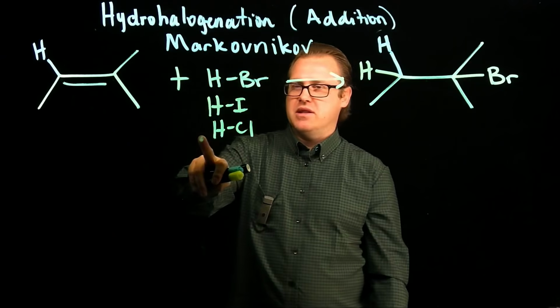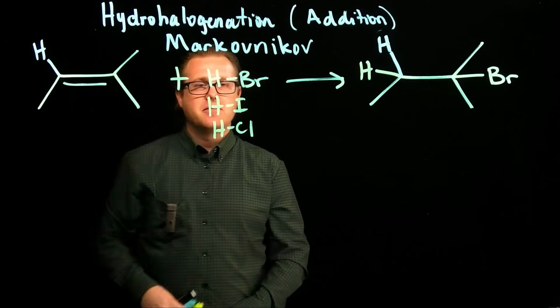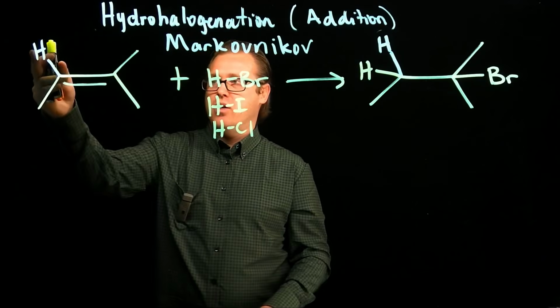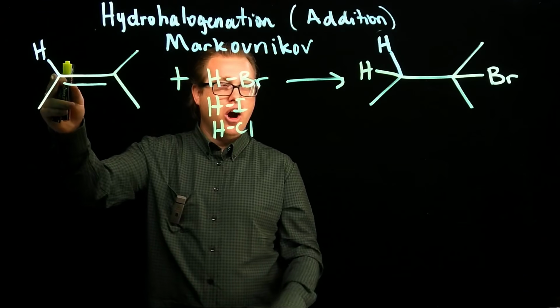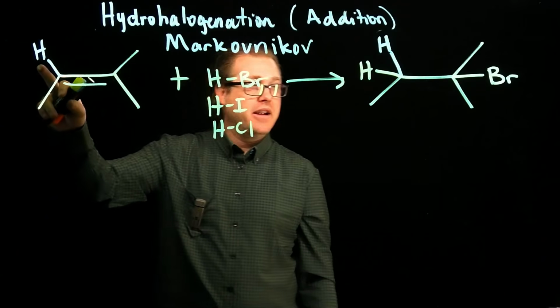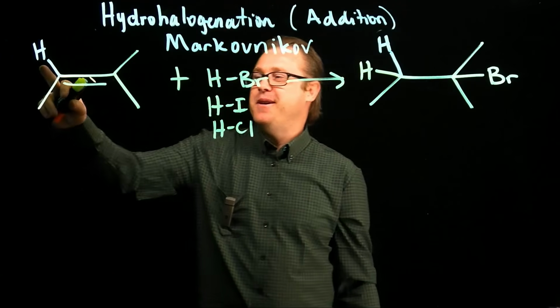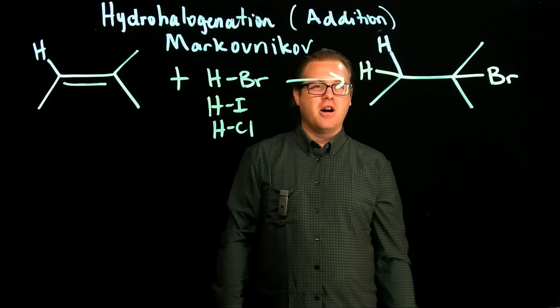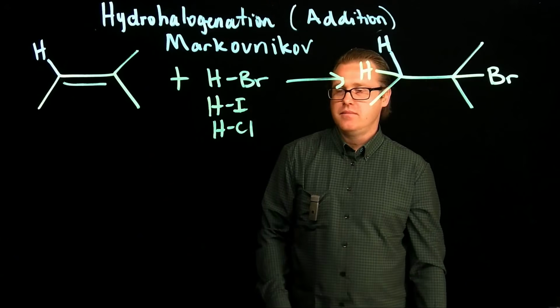When we treat it with these three types of acids here, the green hydrogens are going to go to the carbon that has the most hydrogens. And that's called the Markovnikov rule.